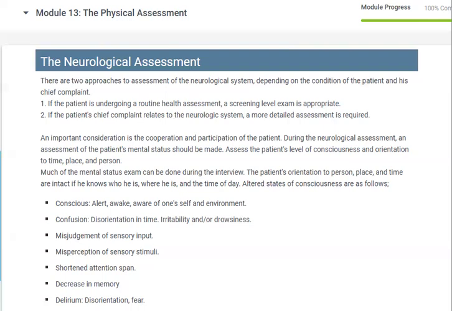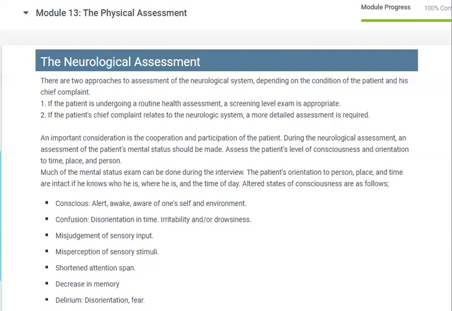During the neurological assessment, an assessment of the patient's mental status should be made. Assess the patient's level of consciousness and orientation to time, place, and person. Much of the mental status exam can be done during the interview. The patient's orientation to person, place, and time are intact if he knows who he is, where he is, and the time of day. Altered states of consciousness are as follows: conscious, alert, awake, aware of oneself and environment.